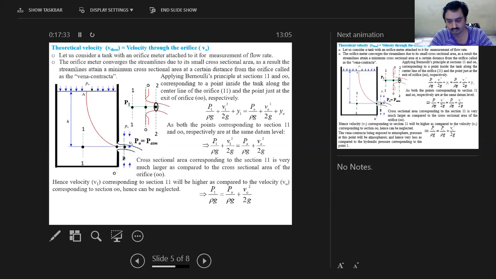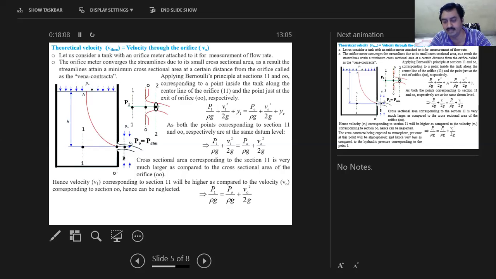Now, the last point to consider: at the point 0,0, the water is coming out of the orifice, so it is almost in contact with the atmosphere. So the pressure at the point 0 will be almost atmospheric pressure, whereas the pressure at the point 1 will be the hydrostatic pressure. If you compare these two pressures, the pressure at the orifice, section 0,0, is expected to be less as compared to the hydrostatic pressure.